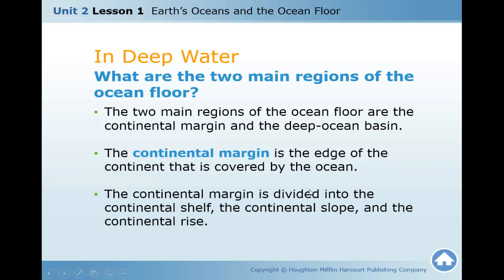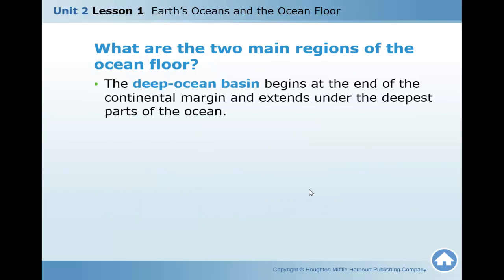The continental margin is divided into the continental shelf, the continental slope, and the continental rise. So the continental margin can be classified into continental shelf, continental slope, and continental rise. They are the three types of the continental margin. What is the continental margin? It's the edge of the continent that is covered by the ocean.